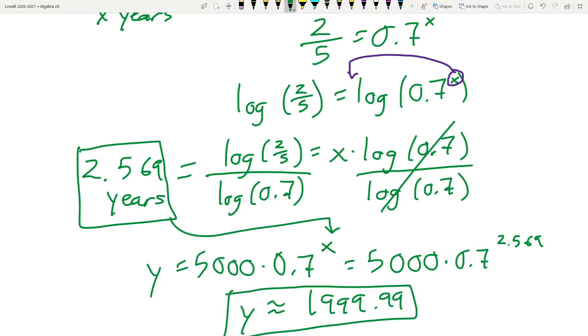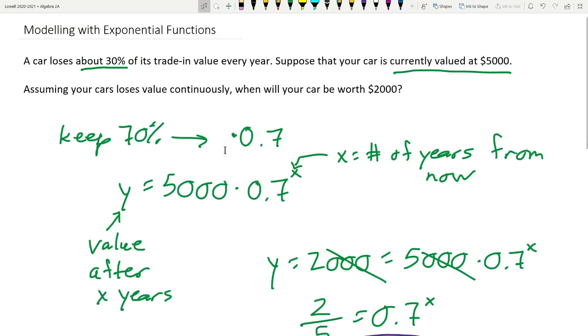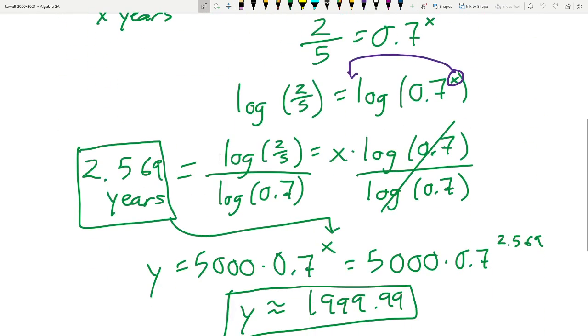So based on this scenario, where a car is currently worth $5,000 and it loses 30% of its trade-in value every year, we could expect that in a little over 2.5 years, the car is going to be worth about $2,000.